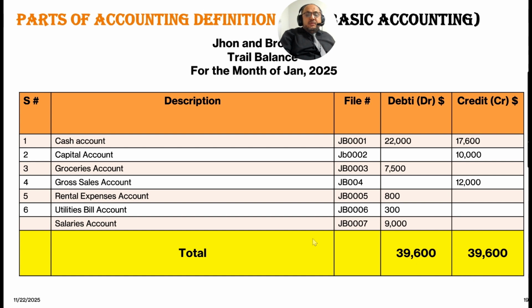See, here, gross sales account or gross sales of groceries account, both are the same. That's 12,000. We deducted in the debit column 12,000 from 12,000. The result was 0. That's why we did not write in here. But there was 12,000 here. That's why we wrote it in here, 12,000 at the credit column.